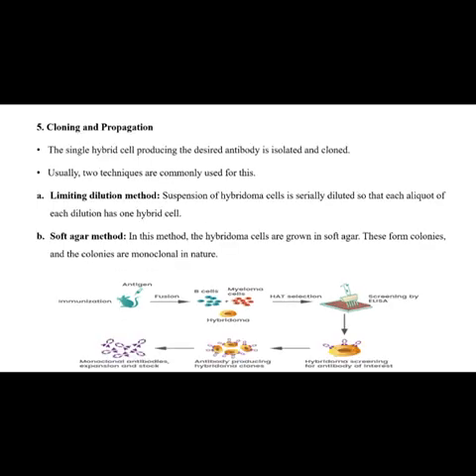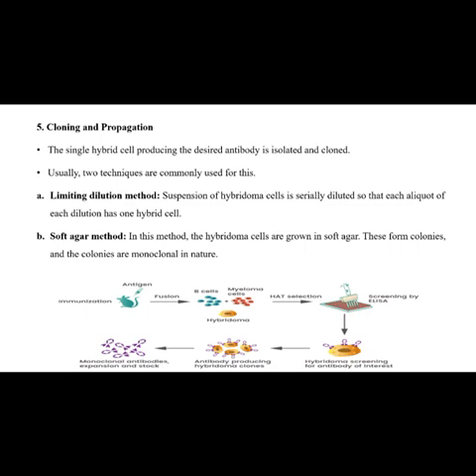The next process is cloning and propagation. The single hybrid cell producing the desired antibody is isolated and cloned. Usually two techniques are commonly used for this. One is the limiting dilution method and the other is the soft agar method.